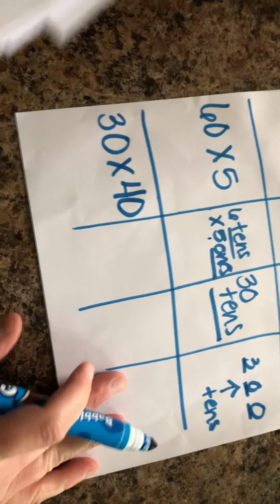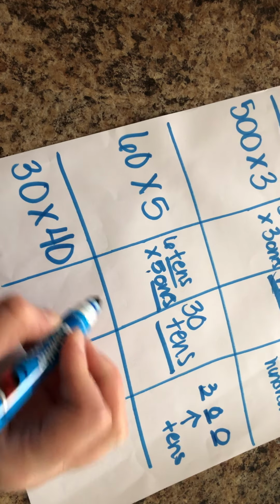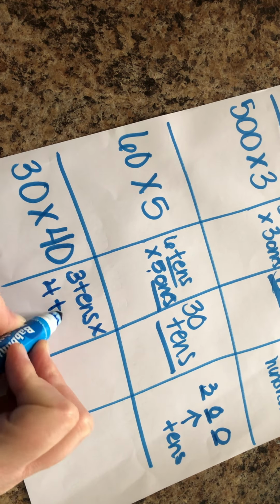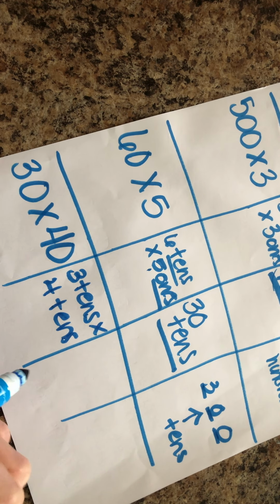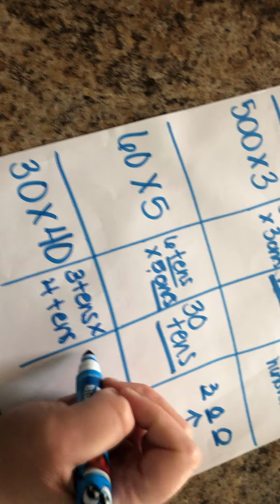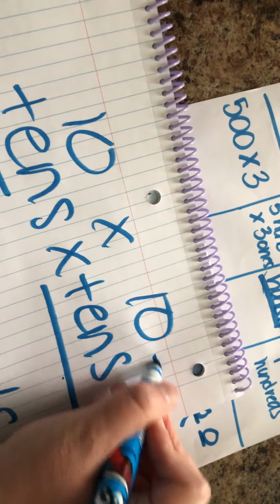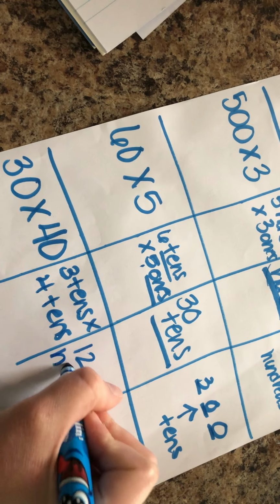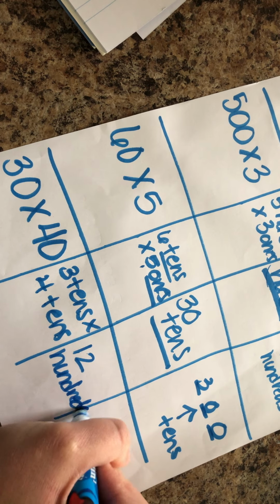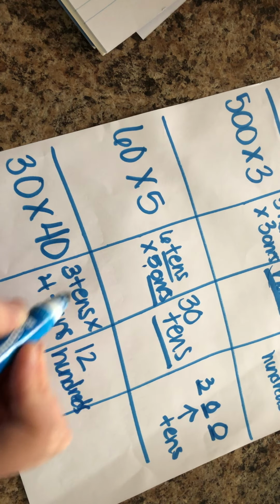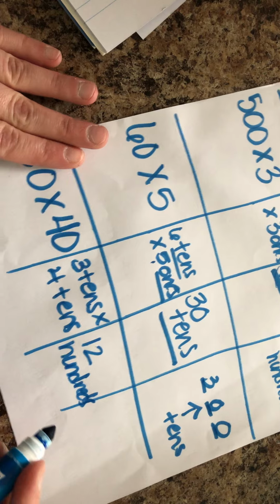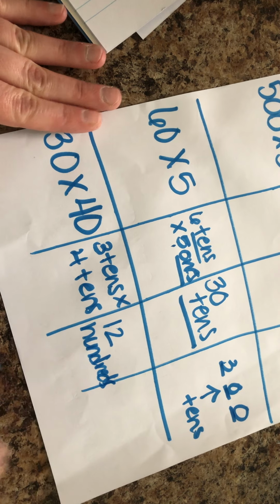Okay? So let's think about this. So now we have 3 tens. So we're going to write it out. 3 tens times 4 tens. And what's our answer going to be? 3 times 4 is 12. And we said, remember, 10 times 10 is 100, right? So our answer is going to be in hundreds. So it's going to be 12 hundreds. Because we can't say it's tens. If we do 10 times 10, that's going to be tens? That doesn't make sense. So that's not reasonable. So now we have 1200.